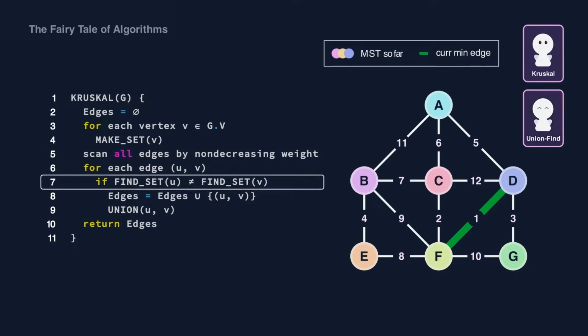She looks up the group that D belongs to and the group that F belongs to through the find set operation. Oh, they belong to different groups. Therefore, edge DF is safe because there will be no cycle formed after adding it to the current MST. As a result, she adds edge DF confidently into the current MST and merges D and F into one group called D through the union operation.